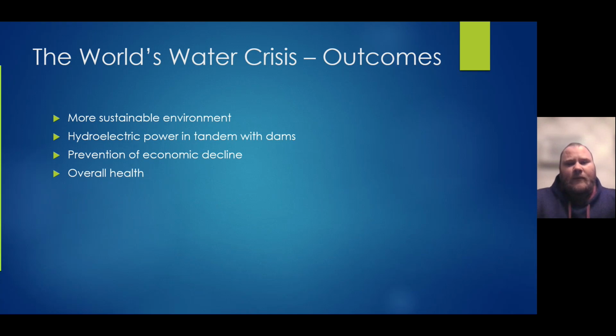Additional outcomes, we have a more sustainable environment. So we have more water recycling, lower usage. Another benefit from one of the solutions, of course, being dams, is that in tandem, you can also provide hydroelectric power. So an increase in water availability, but also you could potentially increase the electricity generation through the dams. The water crisis is likely going to admit an economic decline. And of course, by solving this crisis, it's a major prevention of an economic decline.